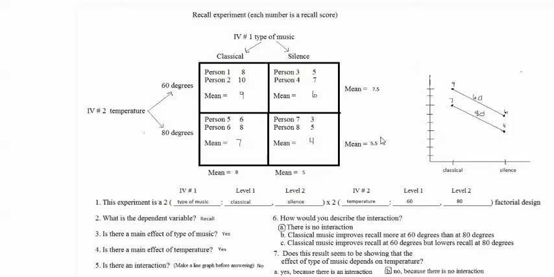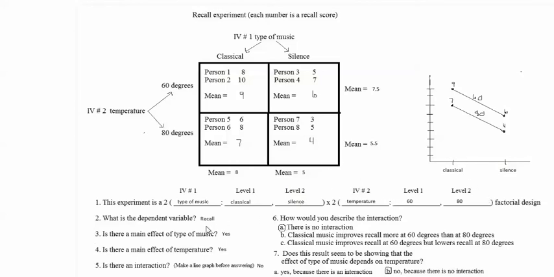Let's go through the Factorial Designs worksheets. This experiment had two independent variables, type of music and temperature. Those were IV1 and IV2. The two levels of type of music were classical and silence. The two levels of temperature were 60 and 80 over here.